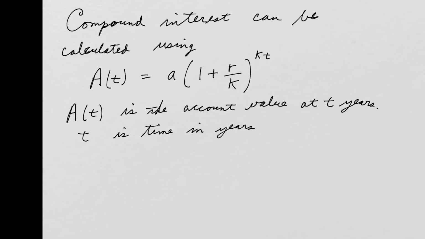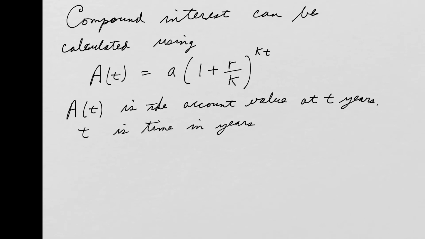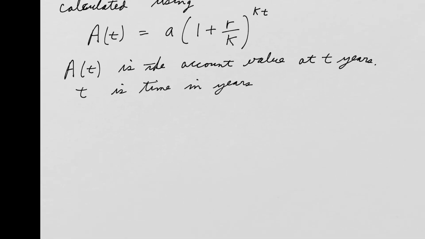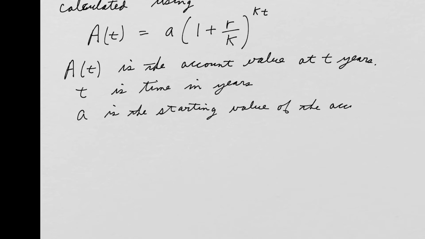A is the starting value, just like before. It's often called the principal in this case. So A is the starting value of the account, but that has a common name that everyone uses. It's called the principal.